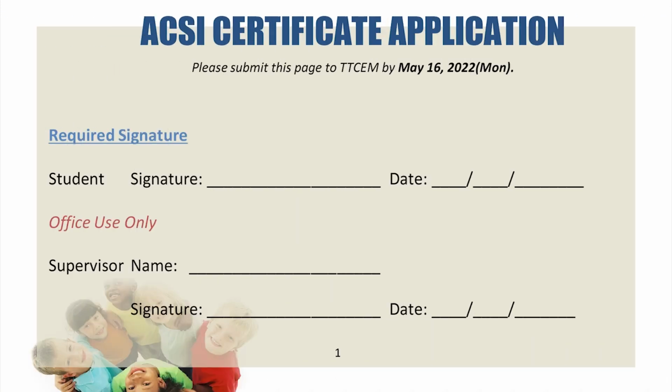And the last section is about the required signature, and you sign and write down the date of the application. And please do not worry about the last section, because that is for office use only.